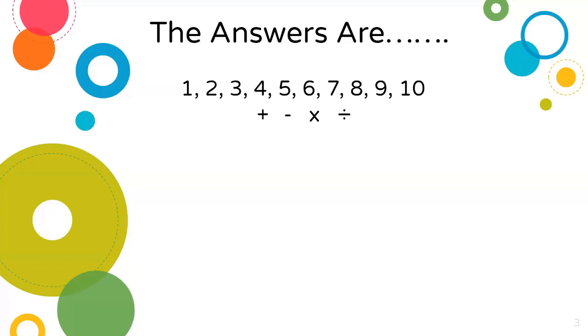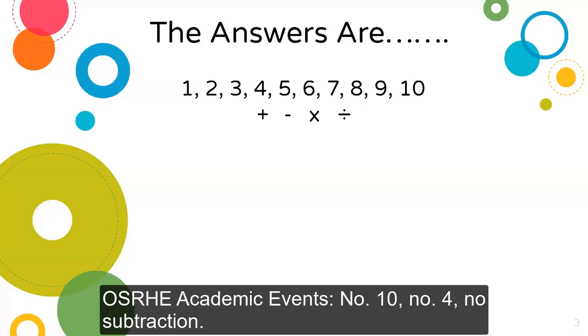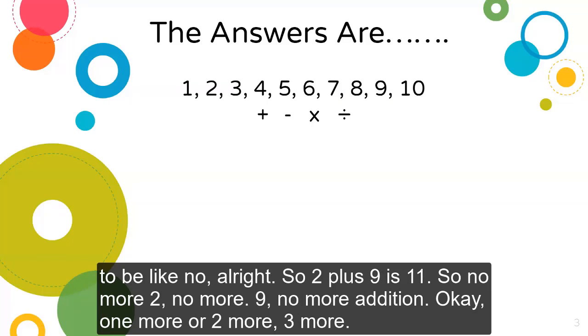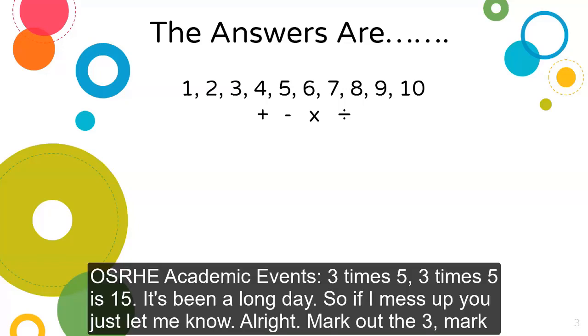So I need two more. No 10, no 4, no subtraction. It's not a trick question. 2 + 9. Thank you. 2 + 9. There's no trick, I promise. All right. So 2 + 9 is 11. So no more 2, no more 9, no more addition. Okay. One more or two more, three more. 3 × 5.